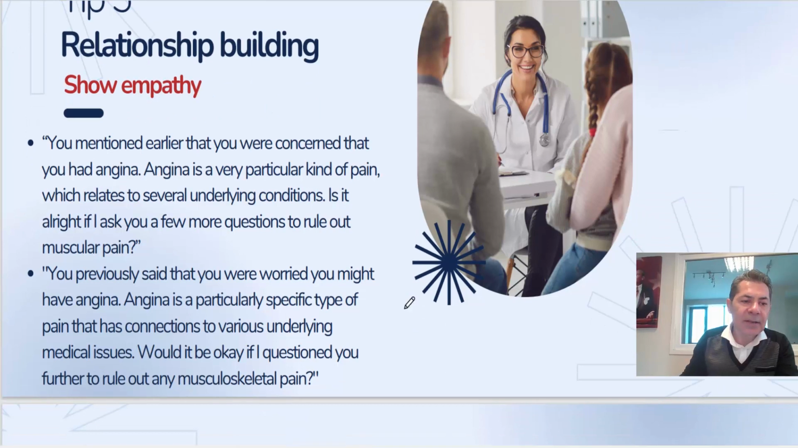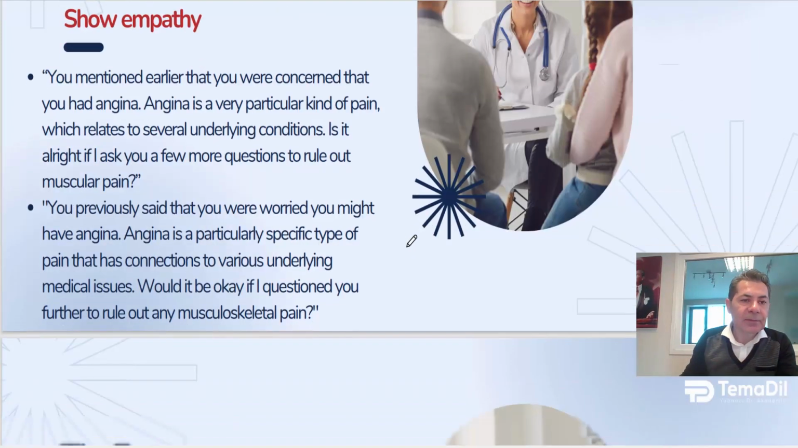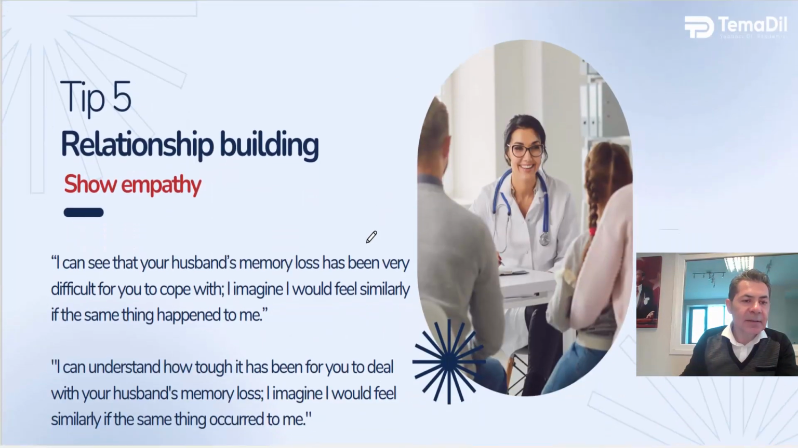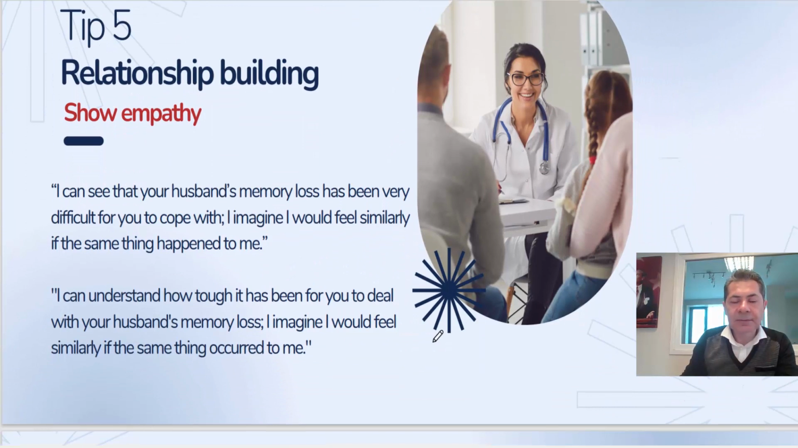Or you can say, you previously said that you were worried you might have angina. Angina is a very specific type of pain that has connections to various underlying medical issues. Would it be okay if I questioned you further to rule out any musculoskeletal pain? Here, and the next one is another example.